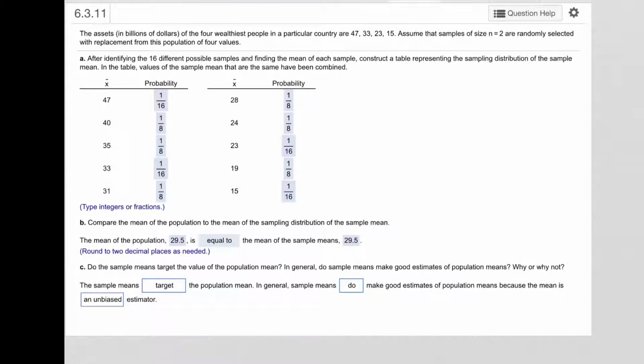And finally, in part C, it asks, do the sample means target the value of the population mean? In general, do sample means make good estimates of population means? Why or why not? Since the sample means target the population mean, in general, sample means do make good estimates of population means because the mean is an unbiased estimator. So since we know the mean is an unbiased estimator, this is going to be the answer whenever we're working with means. So that's the end of that problem.